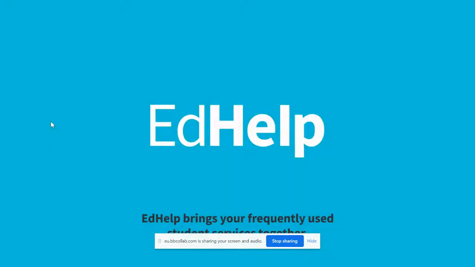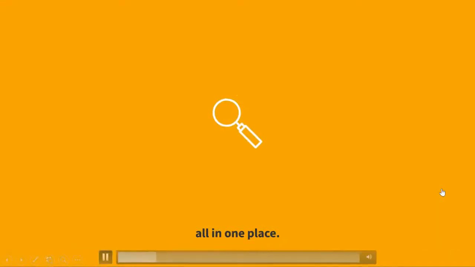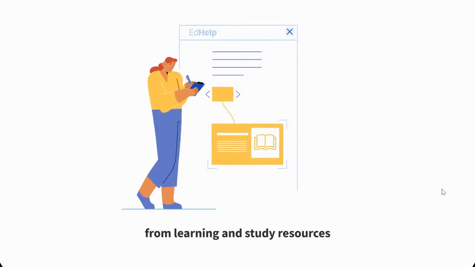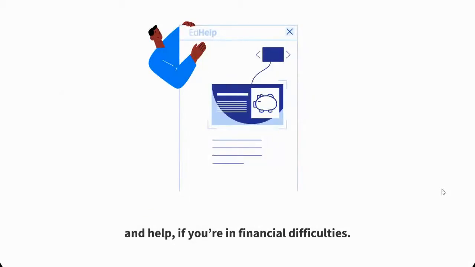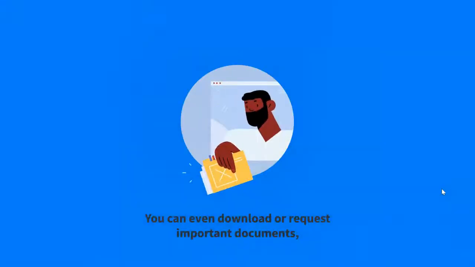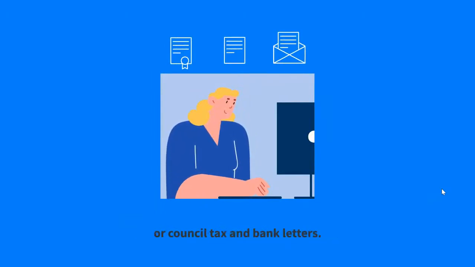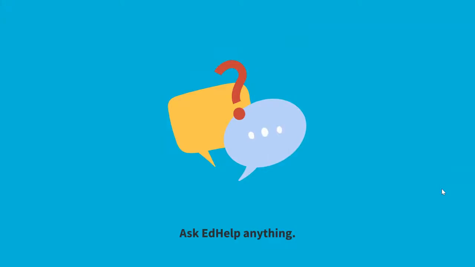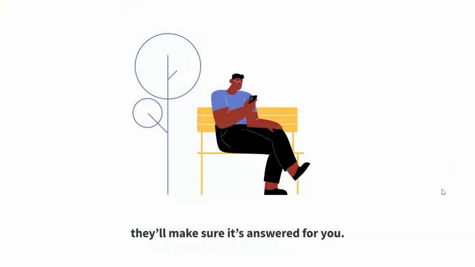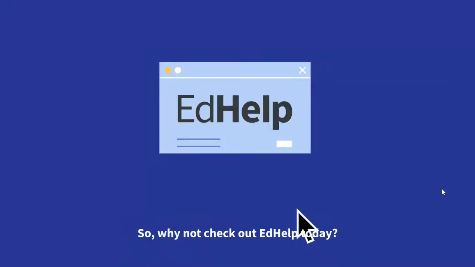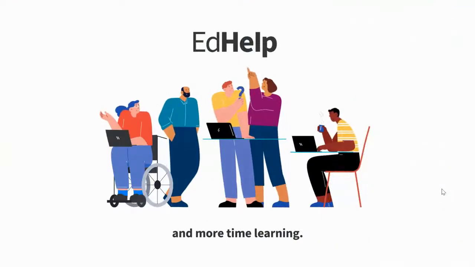EdHelp brings your frequently used student services together, providing help and information all in one place. You'll find everything you need, from learning and study resources to getting IT support and help if you're in financial difficulties. You can even download or request important documents, such as your certificate of matriculation or council tax and bank letters. Ask EdHelp anything. If the team can't answer your question straight away, they'll make sure it's answered for you. So why not check out EdHelp today, online or on campus, and spend less time searching and more time learning.